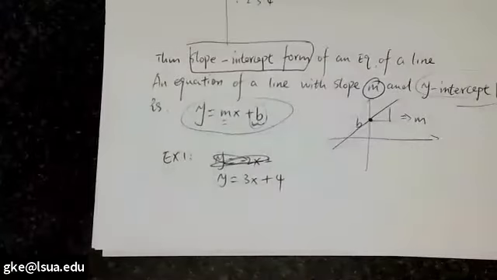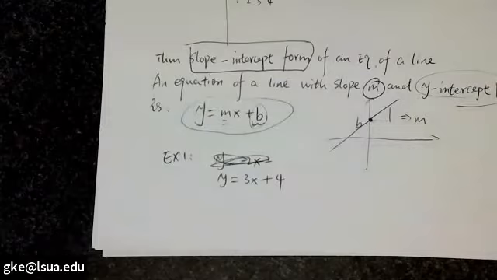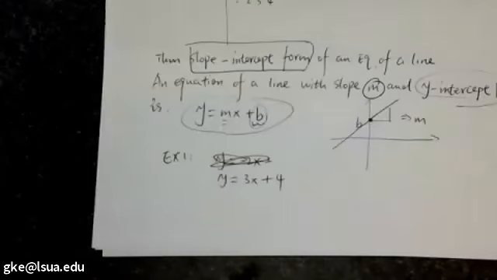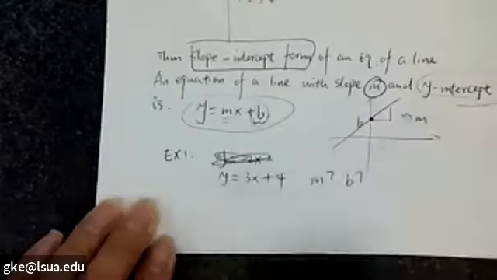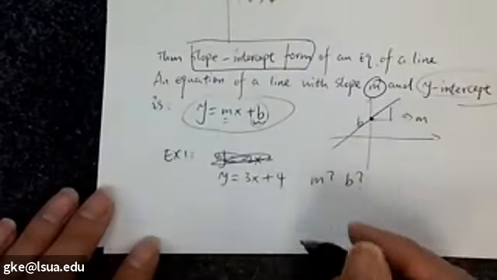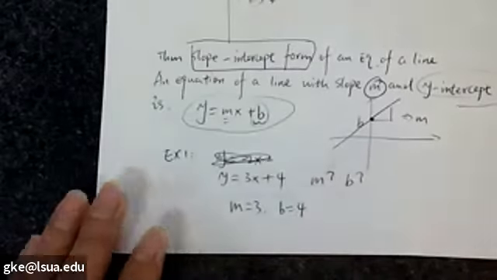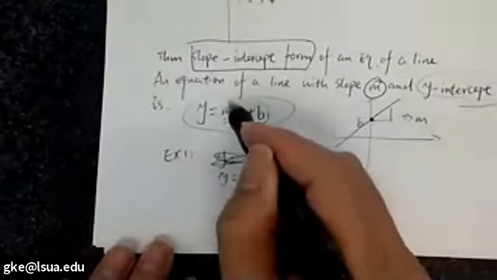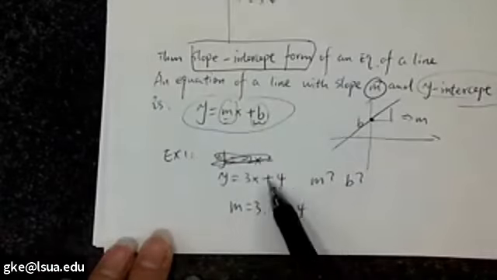Okay, if I give you this line equation, now I have a question. What is m? What is b? Students? 3. Great, good job. B equals 4, right? Very straightforward, because m is the coefficient of x. B is here, right?